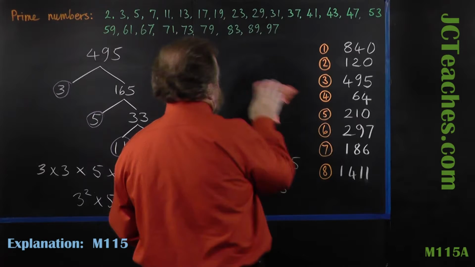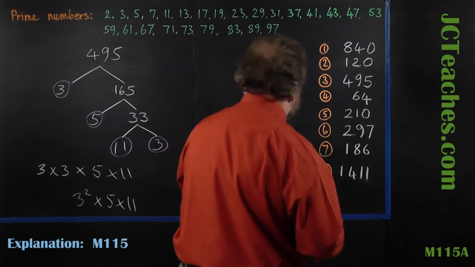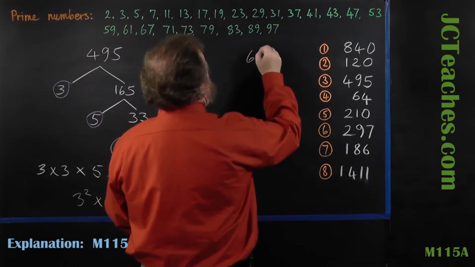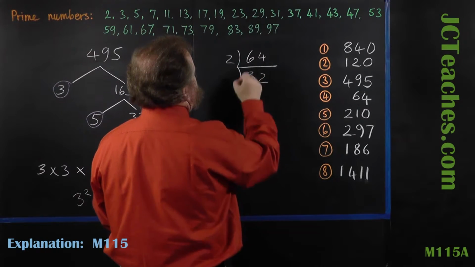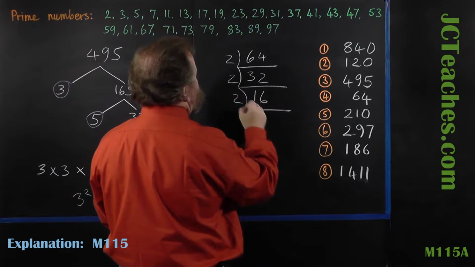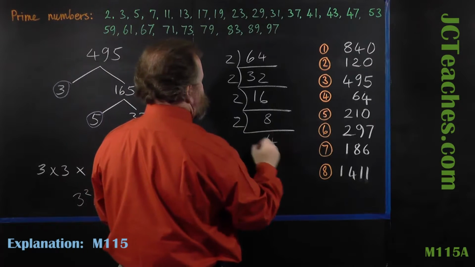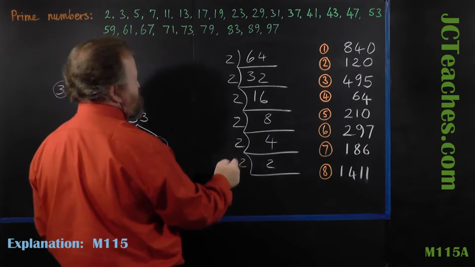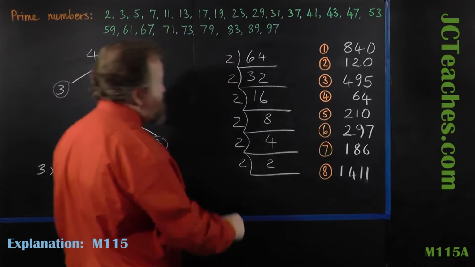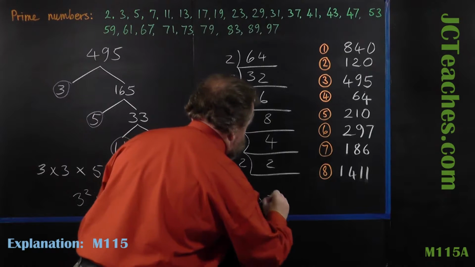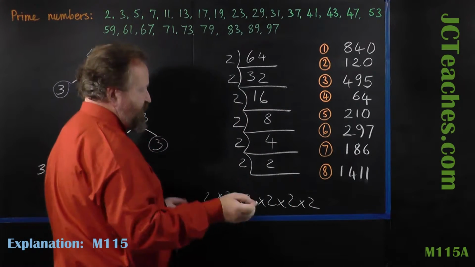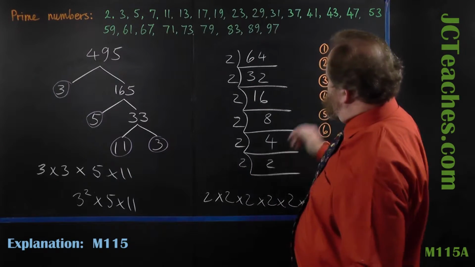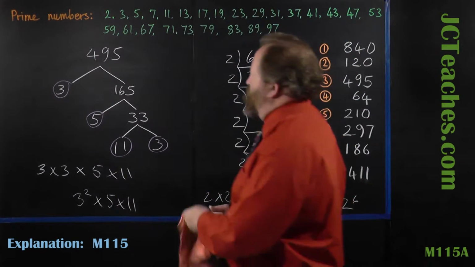Let's try 64. Do 2's go into 64? Yes, they do. 32. Do 2's go into 32? Yes, they do. 16. Do 2's go into 16? Yes, they do. 8. Do 2's go into 8? Yes, they do. 4. Do 2's go into 4? Yes, they do. 2. 2 then is my final answer. Wow, that's a lot of 2's. So the prime factors of that are 2 times 2 times 2 times 2 times 2 times 2, or if you prefer, 2 to the 6. 1, 2, 3, 4, 5, 6. 2 to the 6th power is 64. That was a quick one. Lots of 2's.